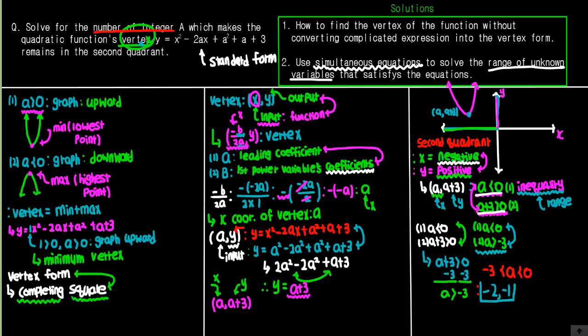And these are the solutions for the a value which make our quadratic function stay in the second quadrant. If you think about how many there are, we can see that there are 2 values of a. So our answer for this question is going to be 2, or we can say that there are 2 values of a which make this quadratic function remain in the second quadrant.